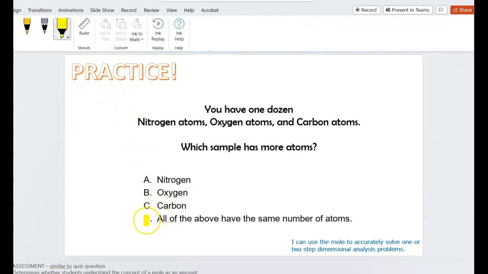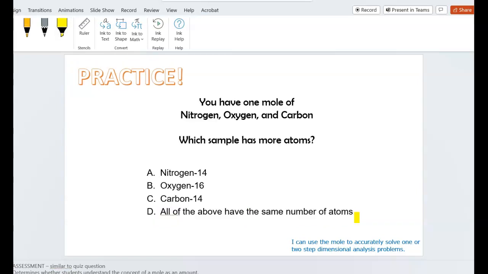So in this case, they're all the same, right? Just like 1 dozen is always 12, it doesn't matter what you have, it's still 12 of those items. And we're going to apply that now to chemistry.